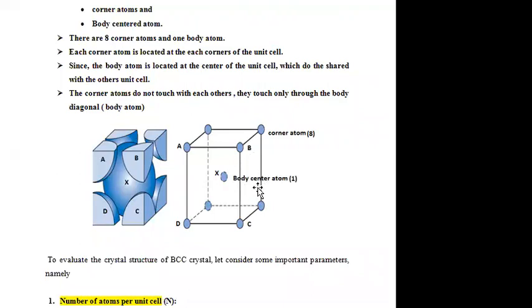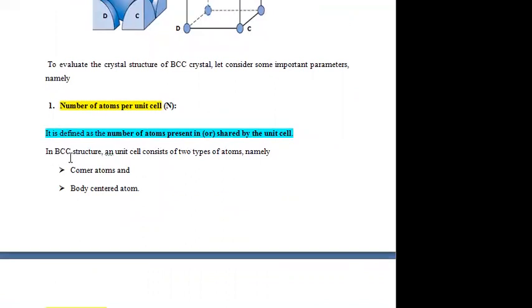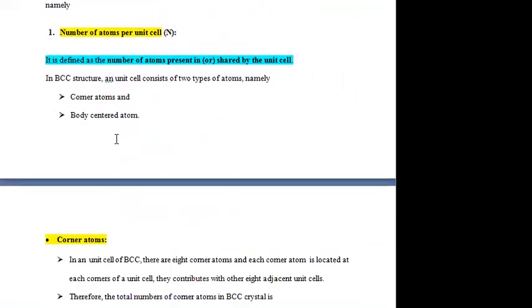To find the structure of a BCC, we are considering 4 important parameters. The first parameter is the number of atoms per unit cell. It is defined as the number of atoms present in or shared by the unit cell. We know that in BCC, a unit cell consists of two types of atoms, corner and body center, so we have to measure the value of n for both. Each corner atom contributes 1 by 8 of its unit cell. We have 8 corner atoms, so we can write 8 into 1 by 8 is equal to 1 atom.